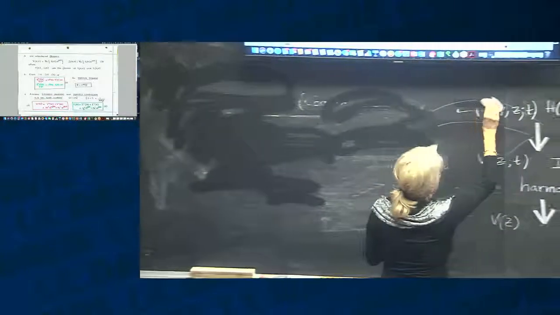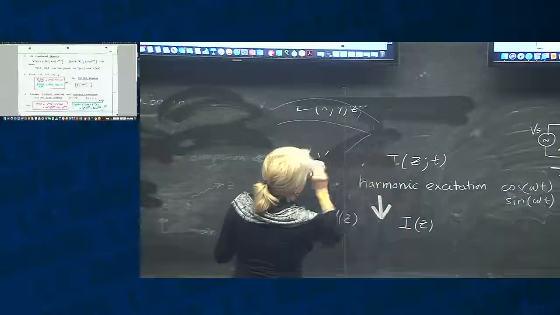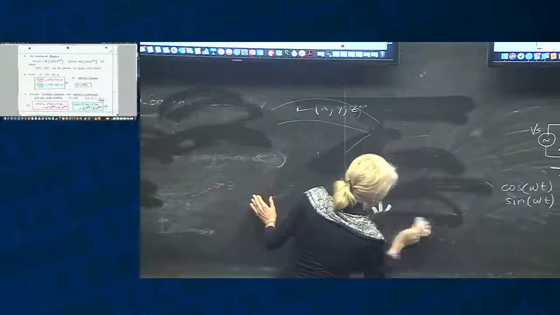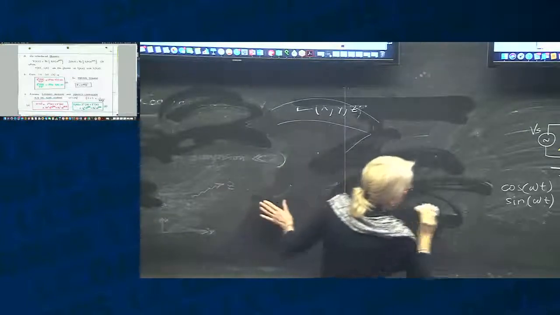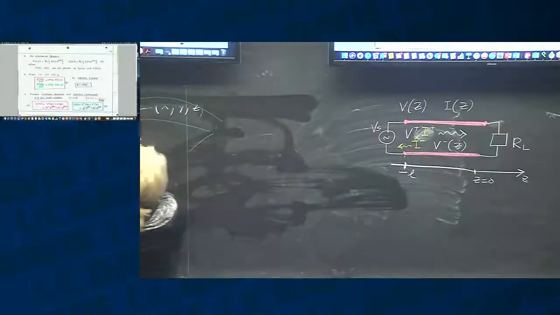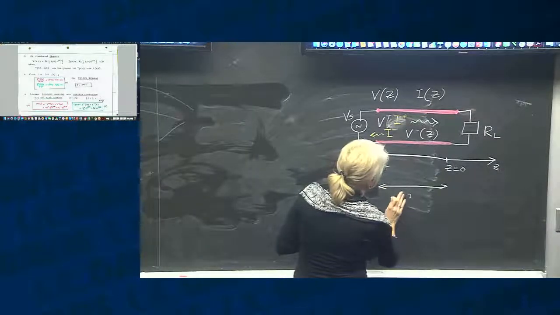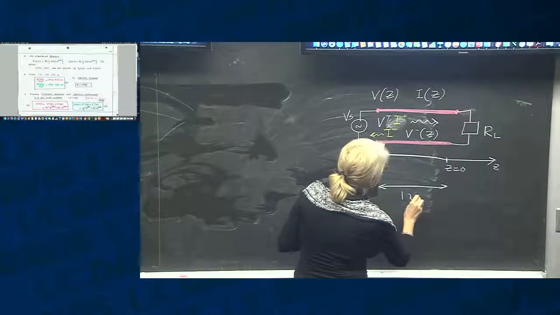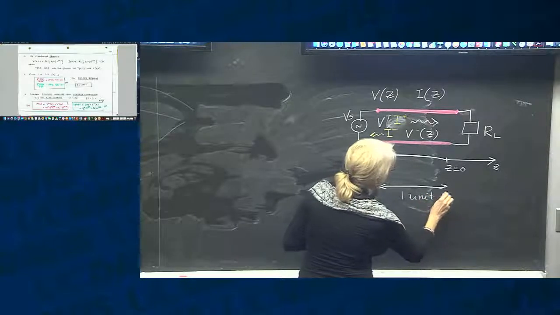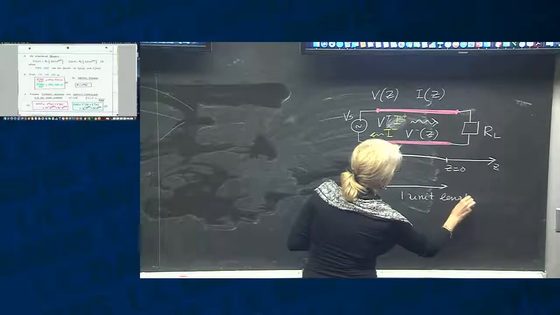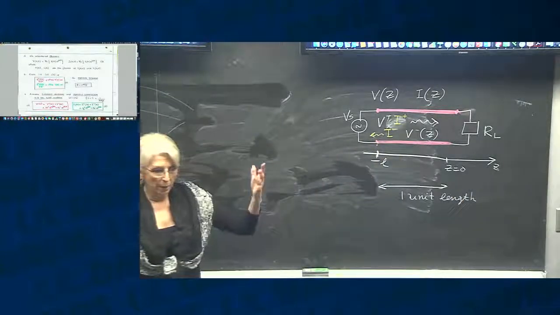Okay, so we understood that. We know we have harmonic fields, excitation. Let us assume that this L, the distance, is 1 unit length, whatever that means. If your unit length is 1 meter, it is 1 meter. If it's 1 millimeter, it is 1 millimeter. All right, 1 unit length.